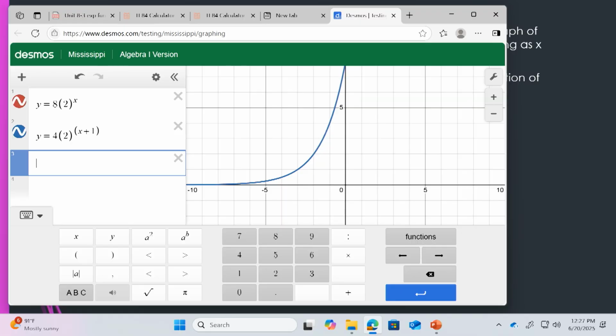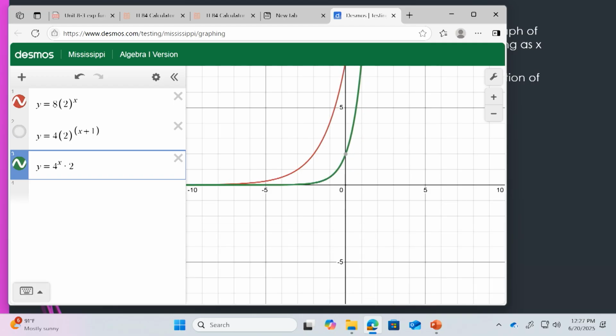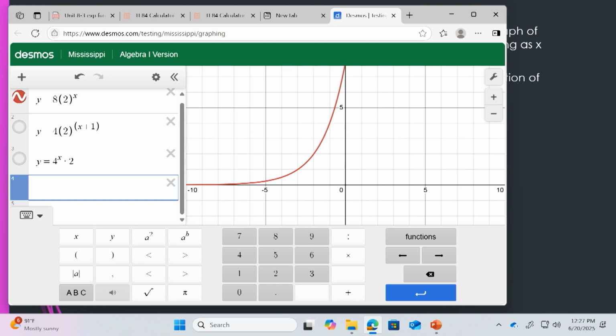So I have y equals 4 to the x, and that is going to also be multiplied by 2. So let's take off the blue one. The red one is my original. So then my green is nowhere near the same. So I know that's not a possible choice. So let's look at the next one.